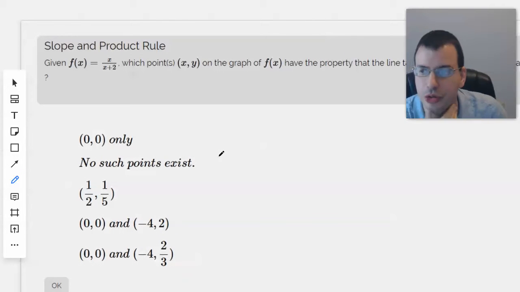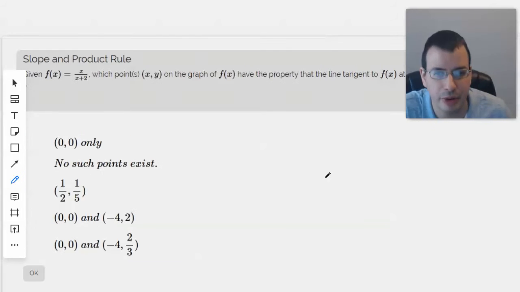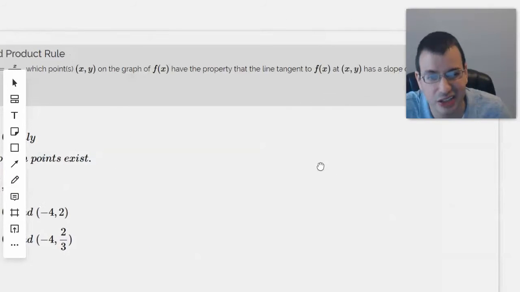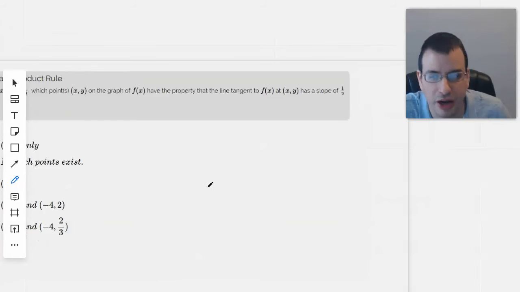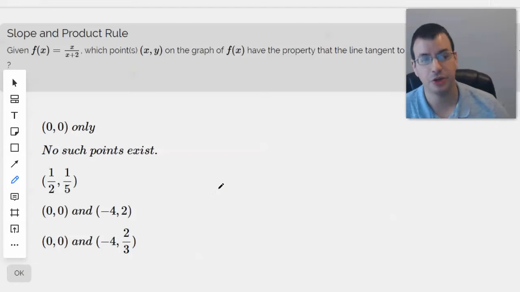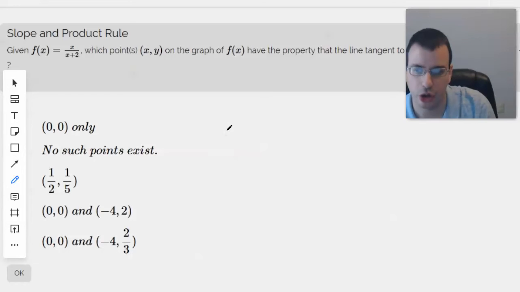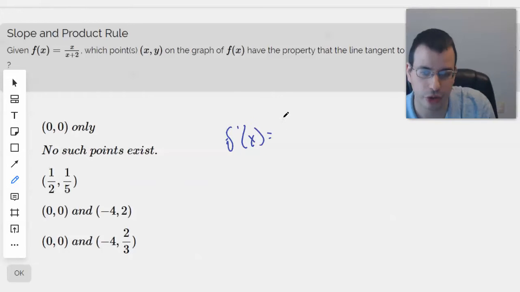Slope and product rule. Given f of x equals x over x plus 2, which point or points x, y on the graph of f of x have the property that the line tangent to f of x at x, y has a slope of 1/2? Okay. So slope, as soon as you see slope, you think derivative. So f prime of x equals dy dx.